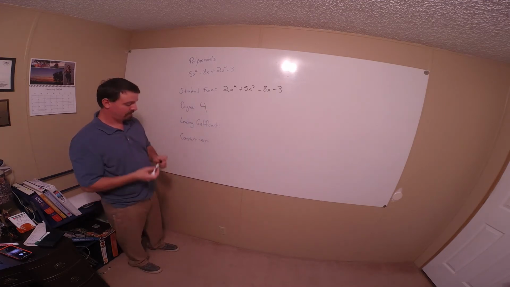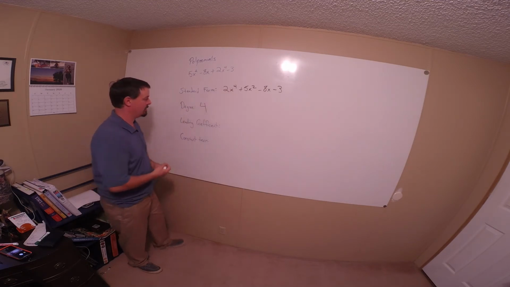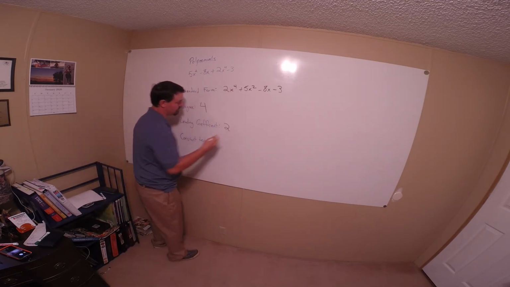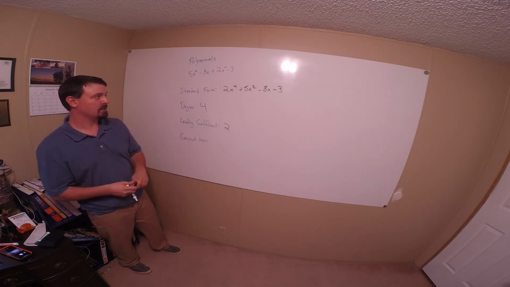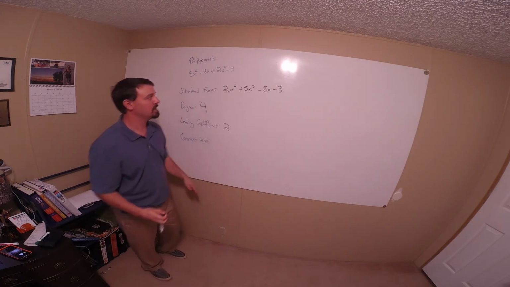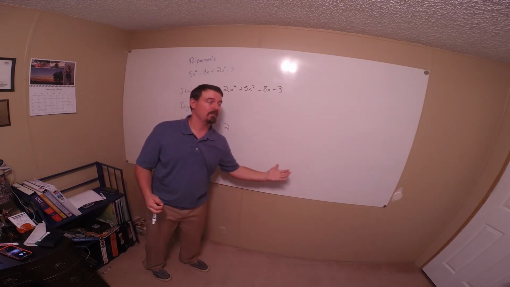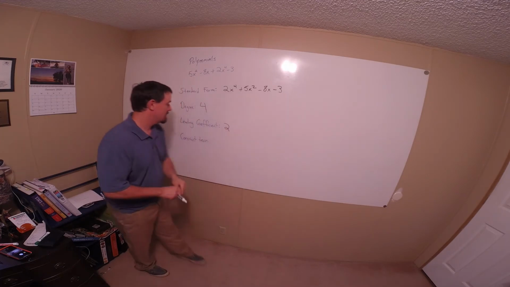What is the leading coefficient? The leading coefficient is the number in front of that variable with the highest exponent. So my leading coefficient here is 2. Now, lastly, it asks for the constant term. The constant term is the term that's going to stay constant no matter what the variable is. So obviously, it's the term without the variable. In that case, the only term without a variable here is this negative 3.